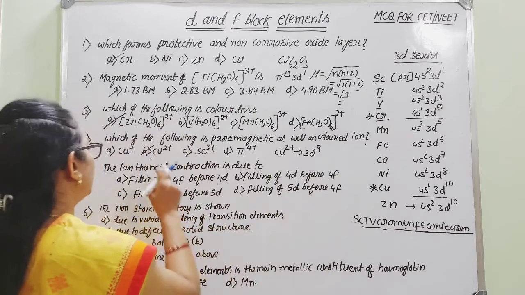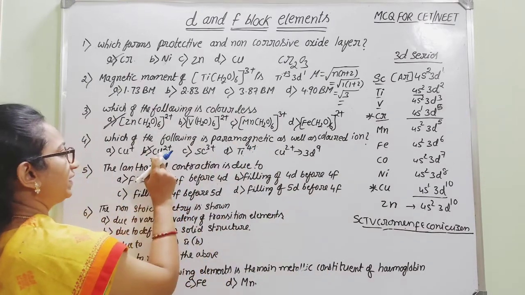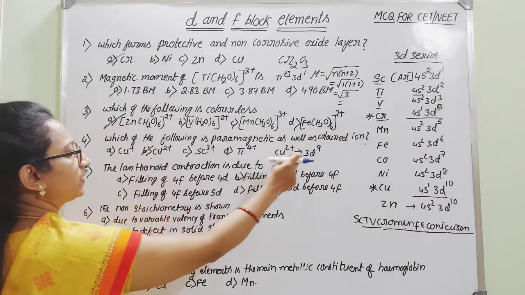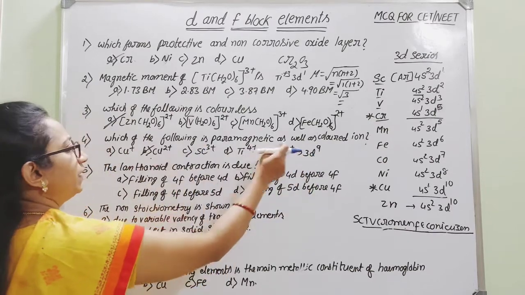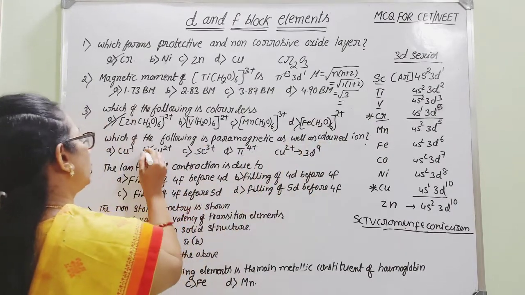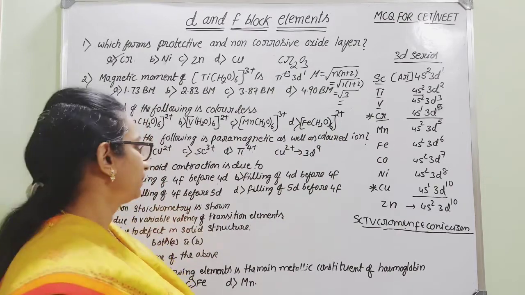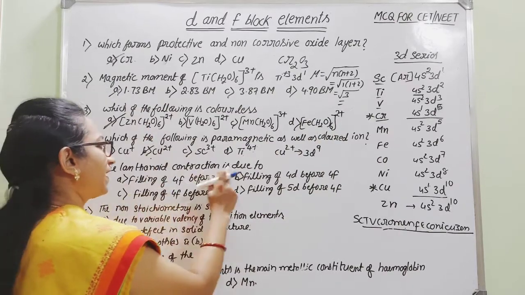Therefore, the one and only ion which has an unpaired electron is Cu2 plus, which contains one unpaired electron and has color. Therefore, option B is the relevant answer. The next question. The lanthanide contraction is due to.